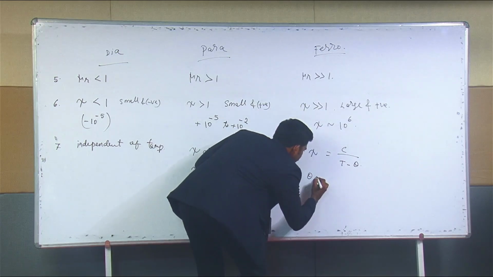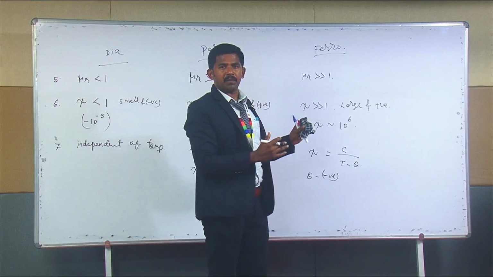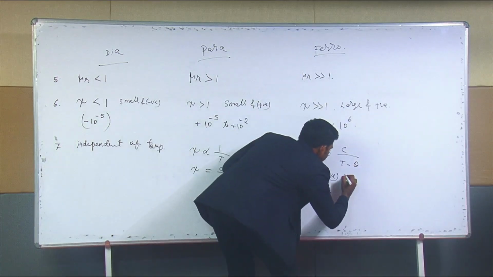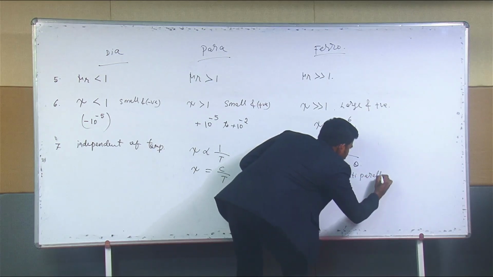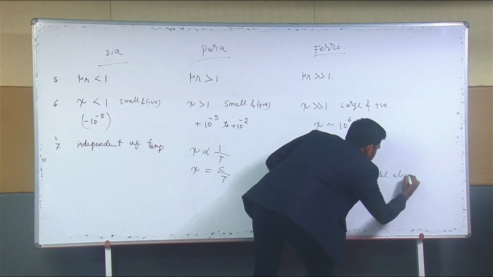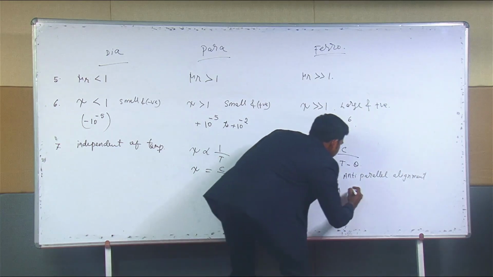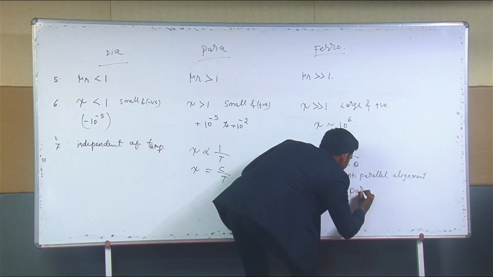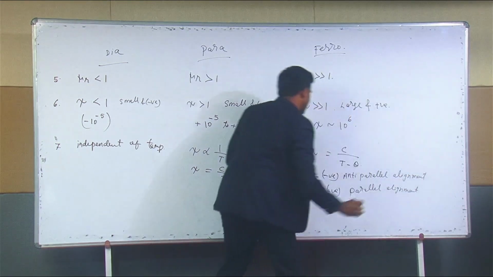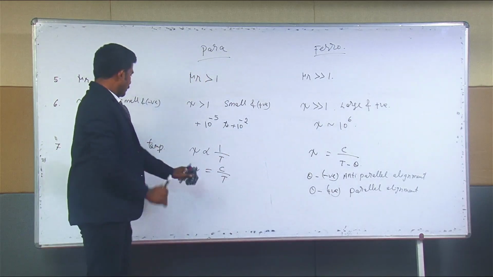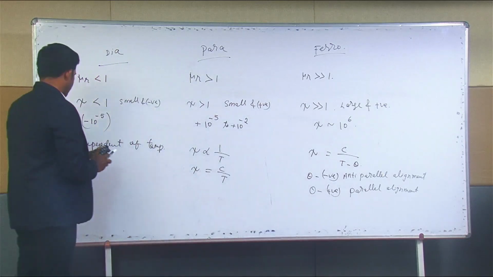If theta is negative, it is more favorable to align in an antiparallel manner, whereas if theta is positive, this is parallel alignment. So it is independent of temperature here, dependent on temperature here, as well as dependent on temperature here also.